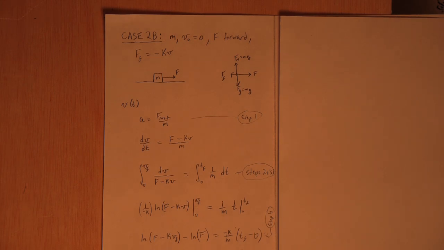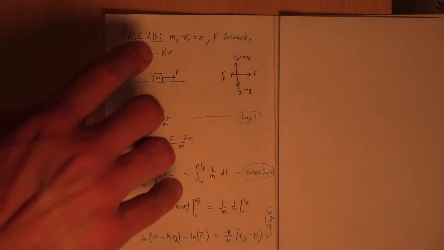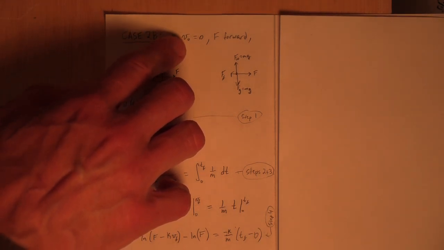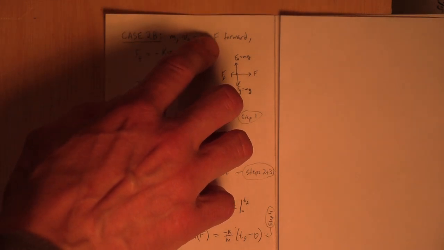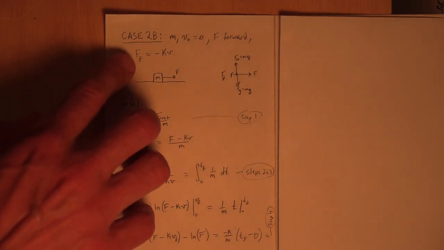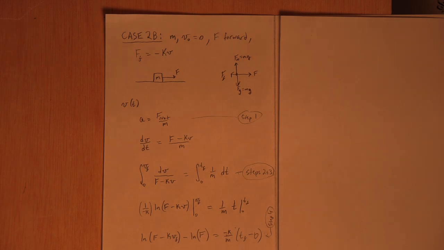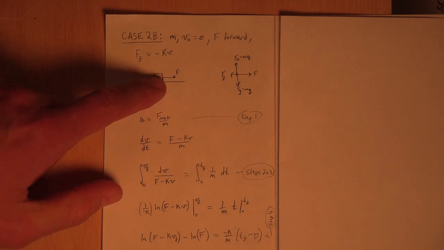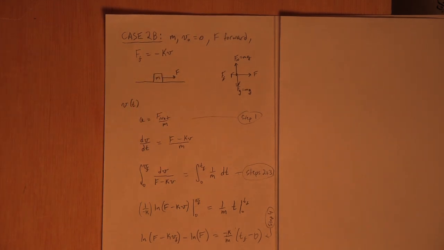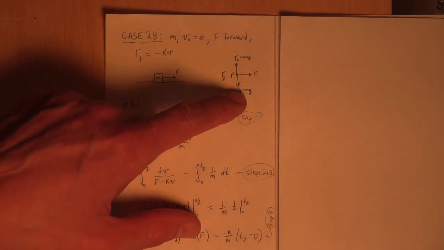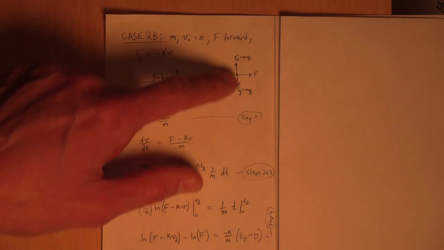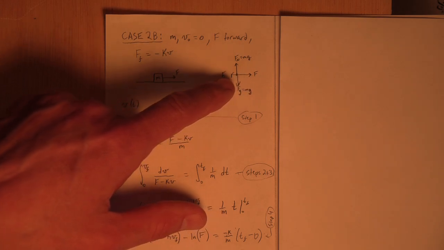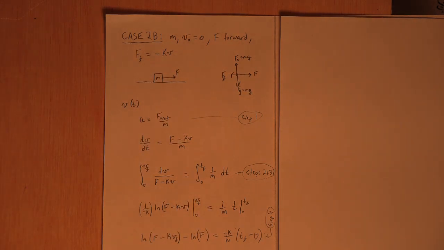So, case 2b is the same mass, now beginning at rest, stopped. And then there's the constant forward force and the backwards air resistance force that gets bigger the faster you go. So here's what's happening. We're pulling this forward with a constant force. We have gravity and normal force balancing. That's the earth pulling down and the surface supporting. Okay, the forward force and then the backwards force of air resistance.